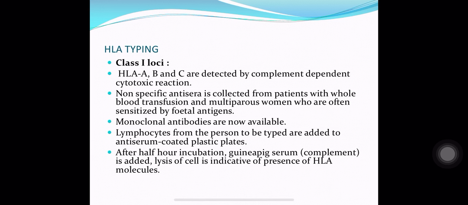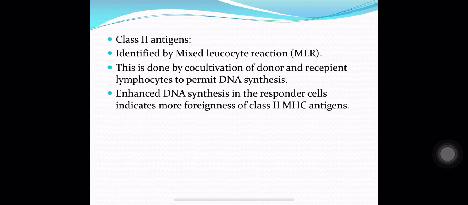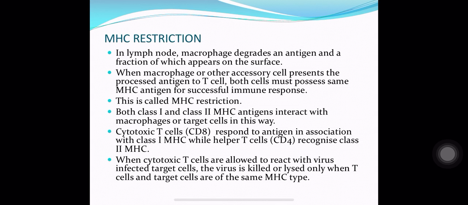Now HLA typing can be done to determine class 1 and class 2 HLA molecules. Several tests are available. For class 1 MHC molecules, HLA A, B and C of the HLA region are determined by the complement dependent cytotoxic reaction, and class 2 molecules are determined by the mixed leukocyte reaction.